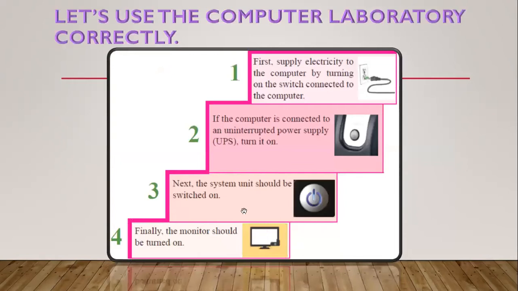After learning about the guidelines for using the computer lab, it is necessary to understand the correct way to switch on your computer. These are the steps. First one, supply electricity to the computer by turning on the switch connected to our computer. Next, if there's a UPS, you should turn it on. Next, the system unit should be switched on, and finally, the monitor should be turned on.